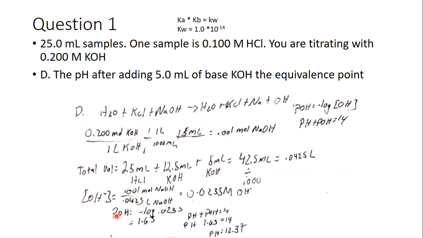So I can figure out the pOH from that. pOH equals minus log OH minus. So my pOH is 1.63. Then I can figure out the pH because pH plus pOH is 14. I just figured out pOH, so pH is 12.37.